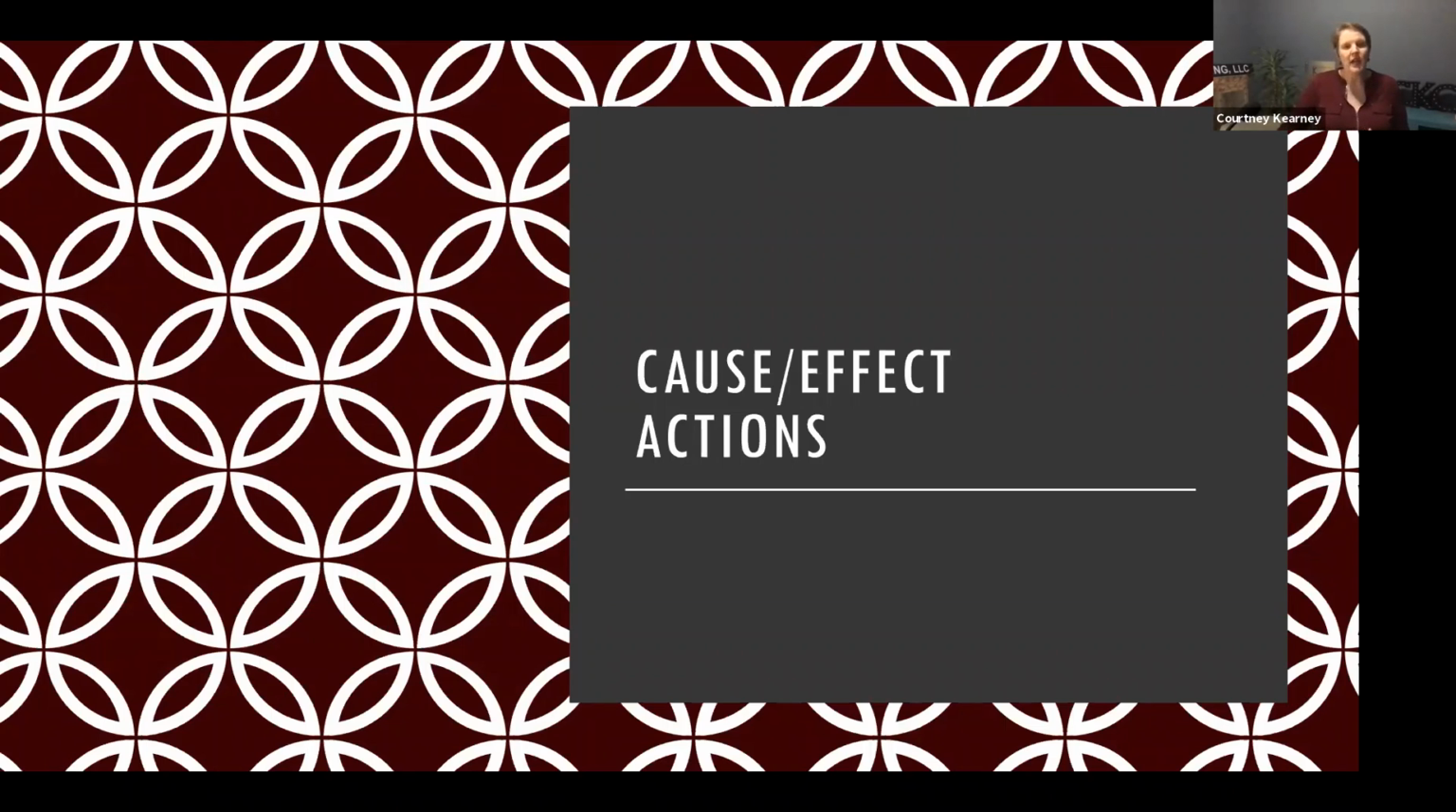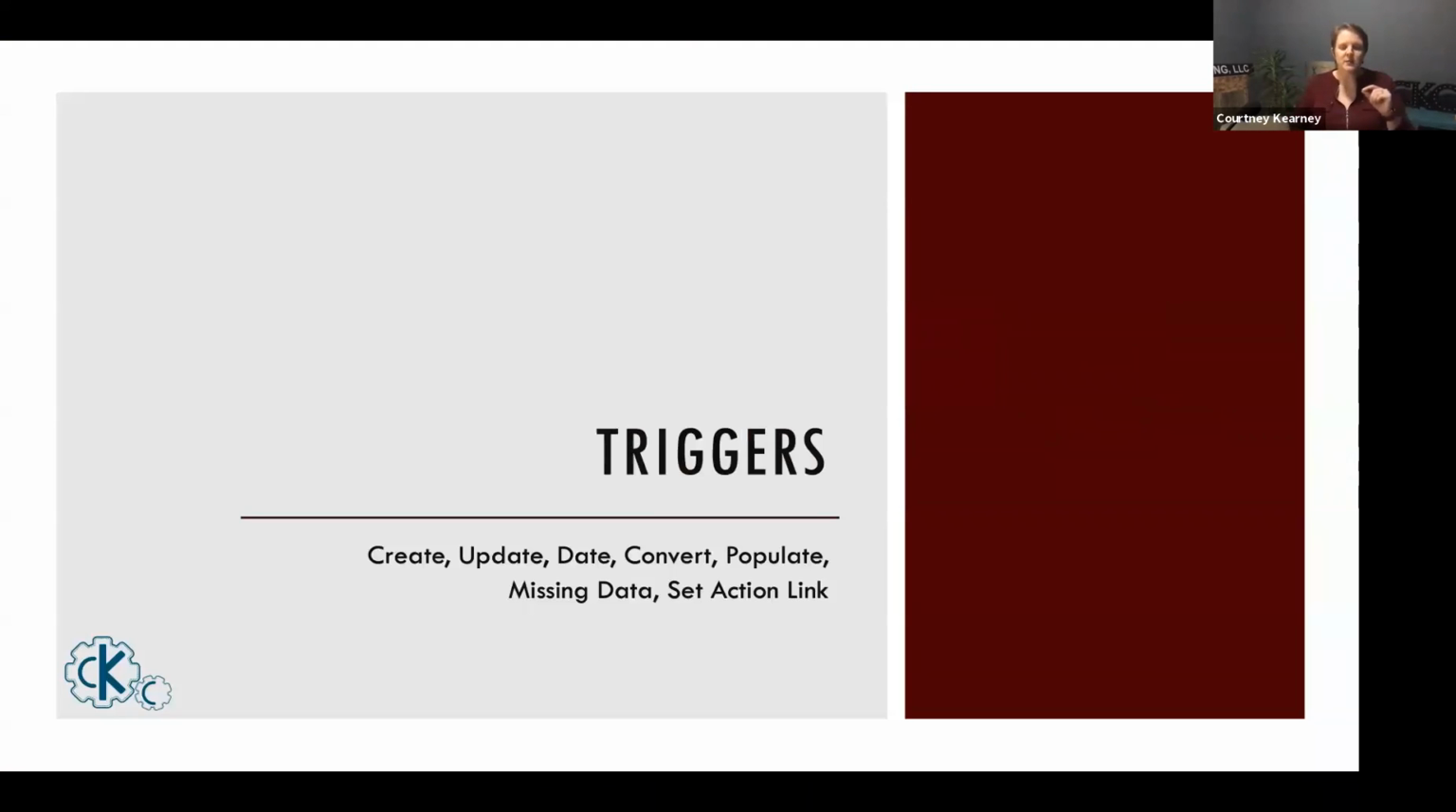So we're really going to be looking at triggers. When you think about creating a workflow, for those that have administrative access to Cosential, you will first be asked, what is the resource? What is the area of information in Cosential? The second question is, what's your trigger? So the triggers that we're going to be looking at today: create, update, date triggers, convert, populate, missing data, and set action.